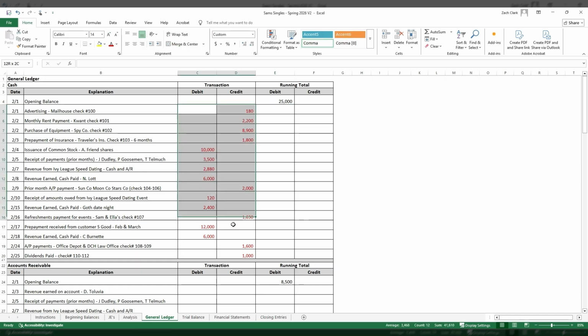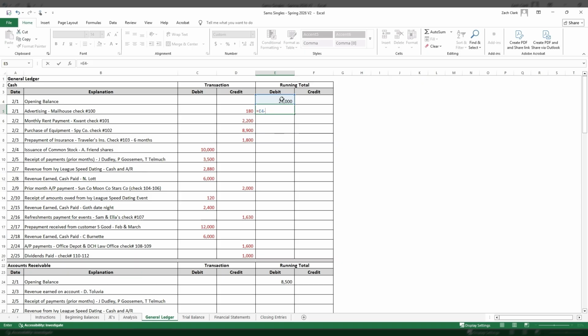Okay, so now we've got all of these debit and credit transactions within the general ledger for the cash account specifically. We had a beginning balance in cash of $25,000. We want to account for all of these situations here, and as we move through this, we can create formulas that'll help us do just that.